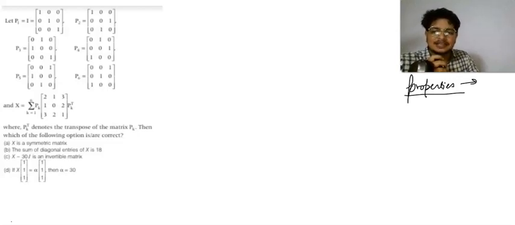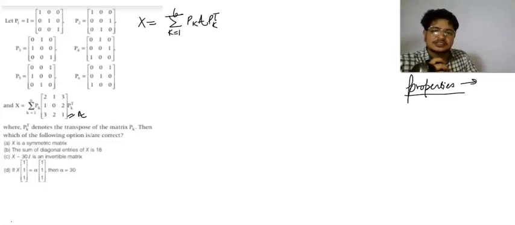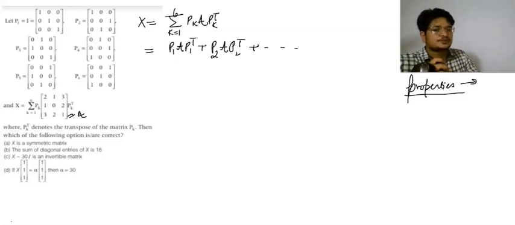And it is given that X is equal to the summation of Pk A Pk transpose, where I'm writing the matrix as A, and k varies from 1 to 6. This one is given. Now if I expand this, I will get P1 A P1 transpose, similarly P2 A P2 transpose, which goes up to P6 A P6 transpose.